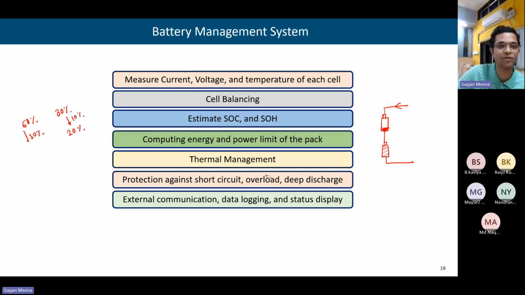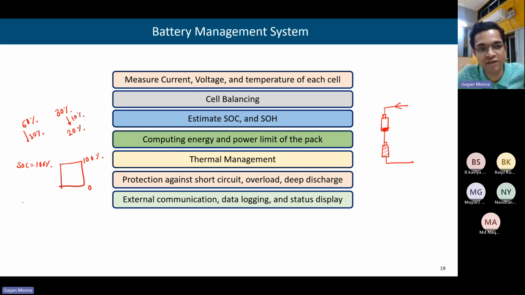SOC is telling us how much, let's say, we have this 0 to 100% capacity of battery. So SOC is simply telling us if it is fully charged up to 100%, then it will tell us that SOC is 1. If SOC is in percentage, then SOC will be 100%. So it is state of charge. That means how much charge is there. What is the status of charge?